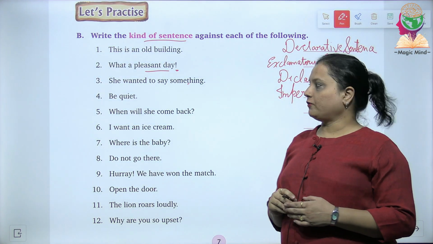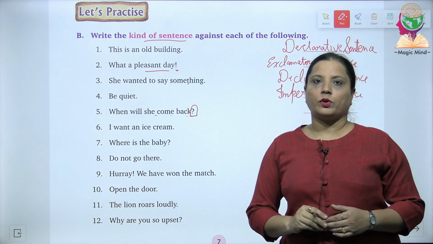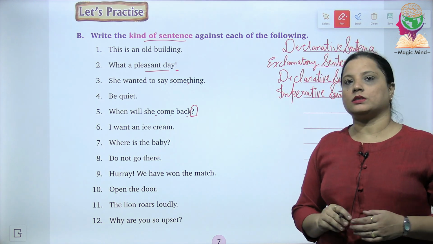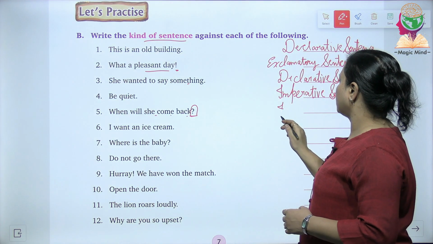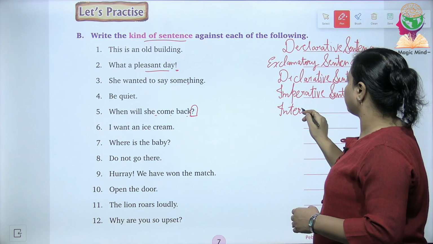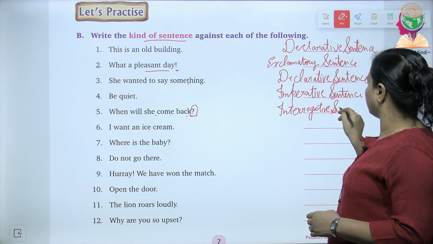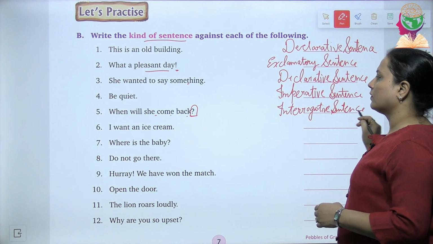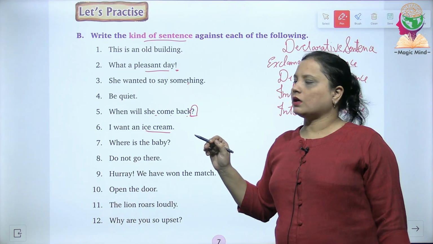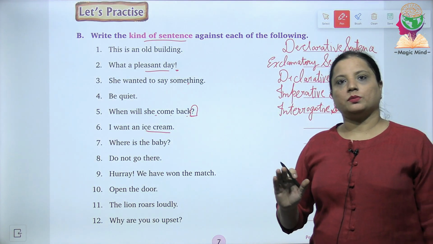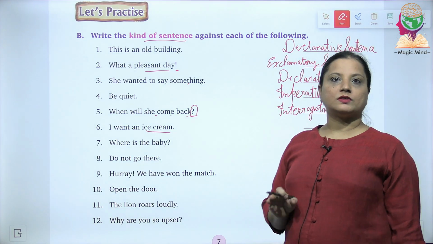The next, the fifth one, is when will she come back? Now here it is ending with a question mark, and in this sentence a question is being asked about someone, hence we will call it an interrogative sentence. The sixth one is, I want an ice cream. Now here again it's a kind of a request being made to someone, so we will call it also an imperative sentence.